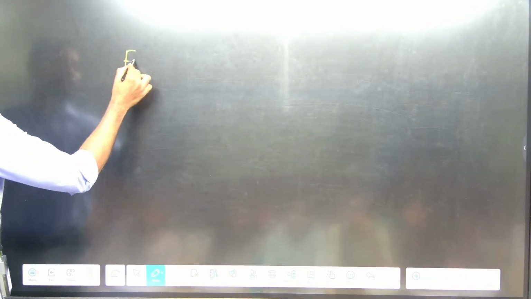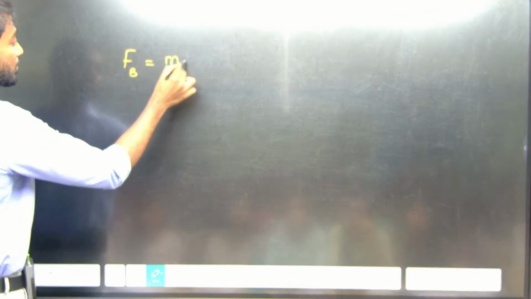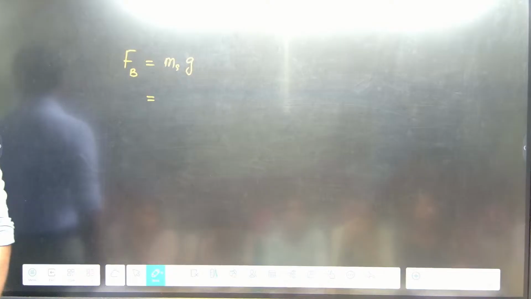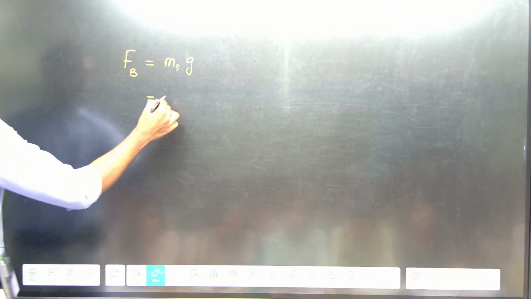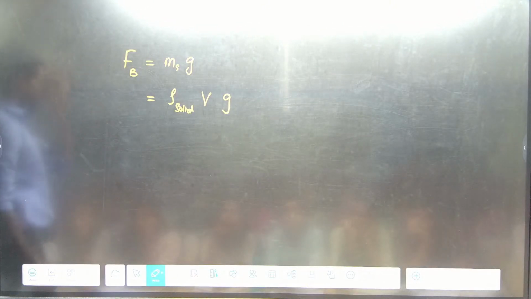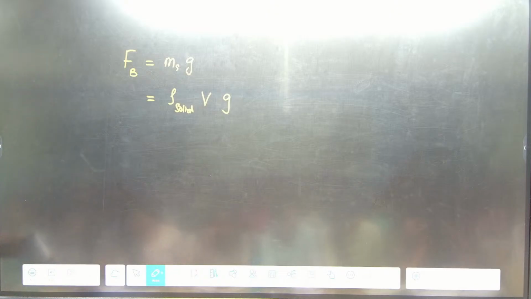Now we will derive the formula here. Buoyancy force equals the mass of the solid into gravity. Can I write this mass in terms of density and volume? So density of the solid, and volume, and into gravity. Any doubts here? Take down the first point.